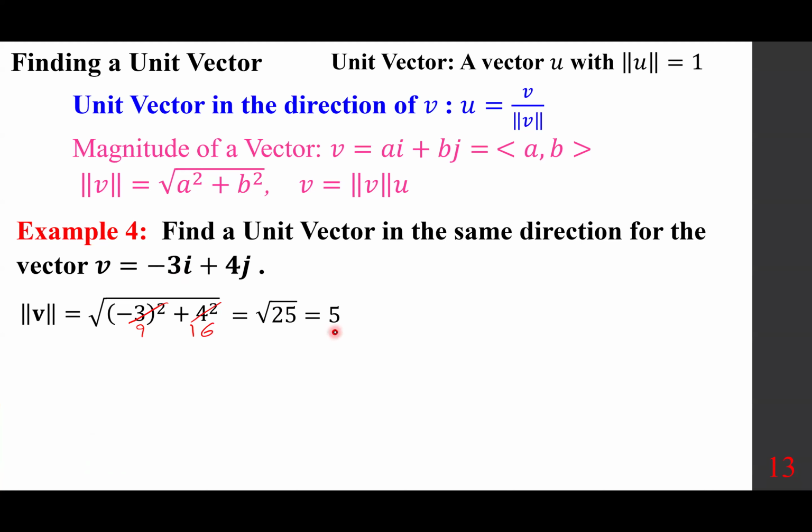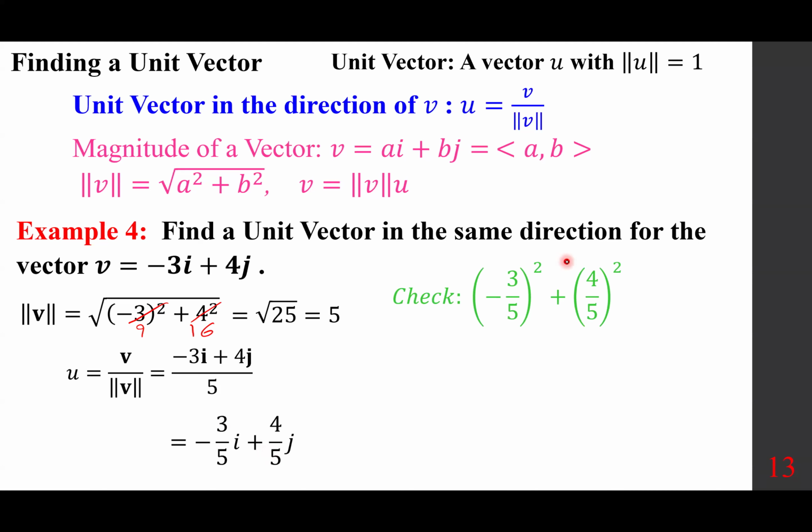So the magnitude comes out as 5. So basically divide this one by 5, that's all. So the unit vector would be the original vector divided by its magnitude. So we get negative 3 over 5i plus 4 over 5j. That's the vector. Now, it's not a bad idea to check. How do you check? If you raise this to the power of 2, raise this to the power of 2, they must add up to 1.